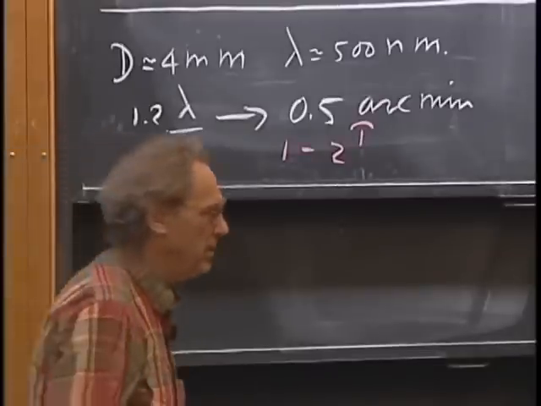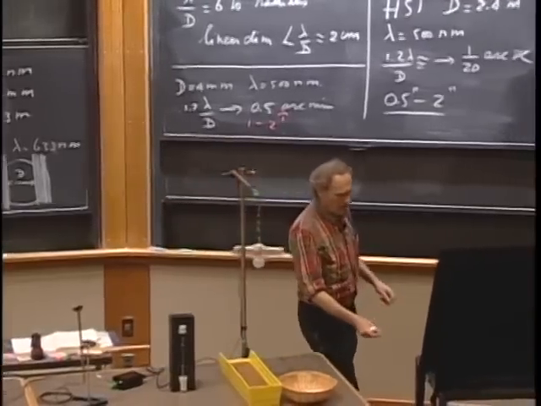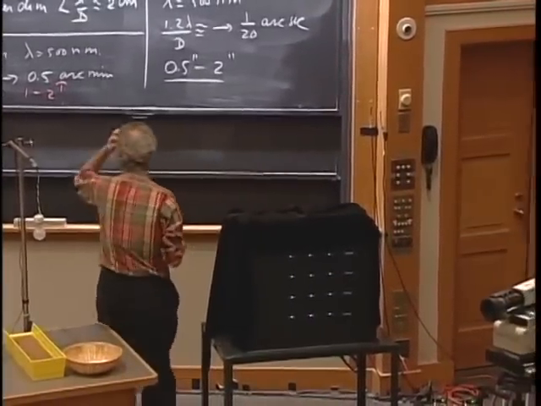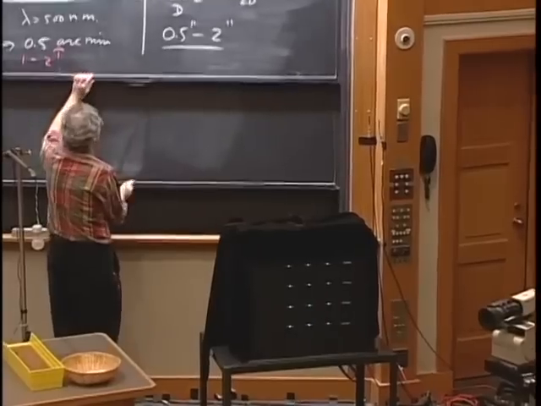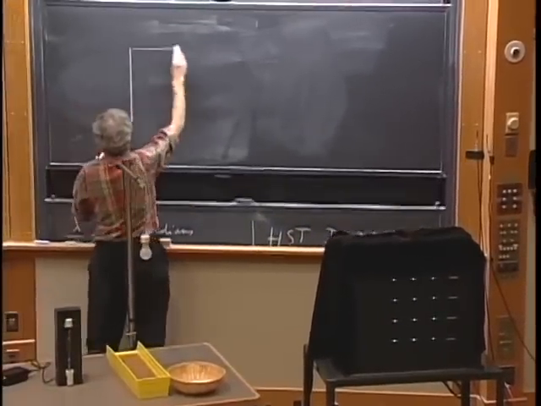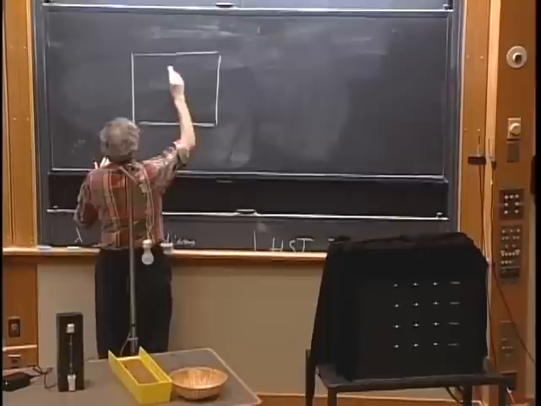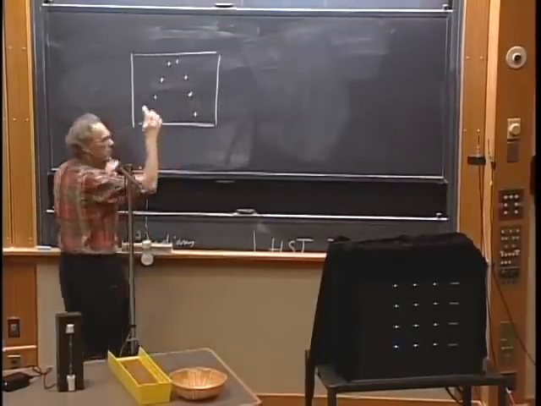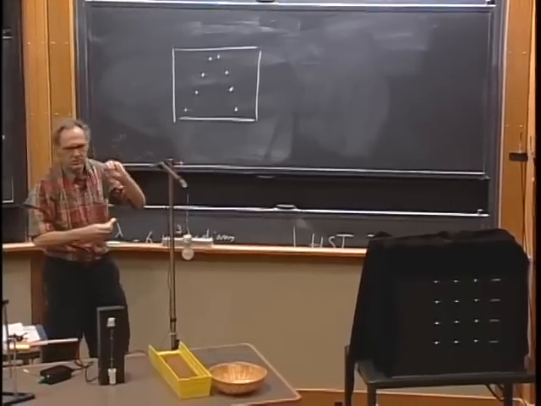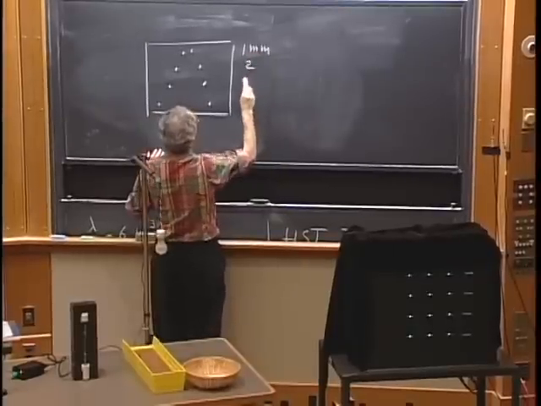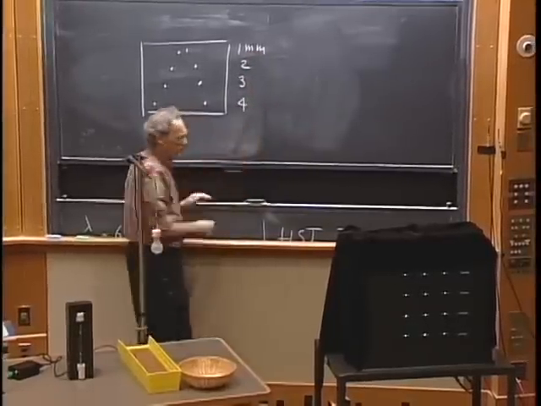I have here a screen. And this screen has holes in it. And I'll give you the code of the holes. So here is that screen. Two holes, two holes, two holes, two holes. And we repeat them 3 times. This is 1 millimeter apart, 2 millimeters apart, 3 millimeters apart, 4 millimeters apart.